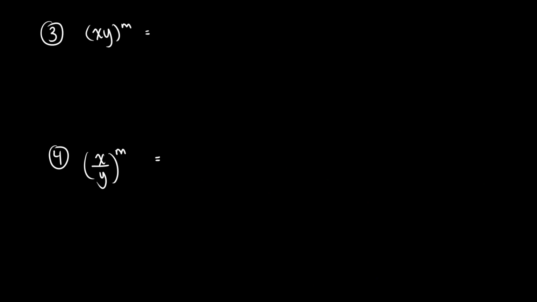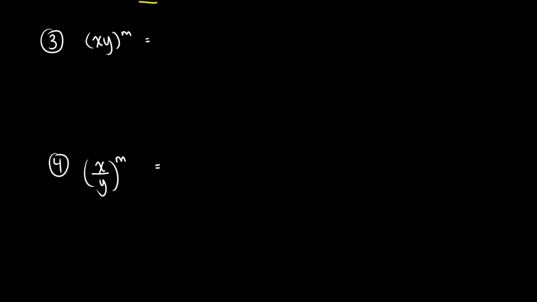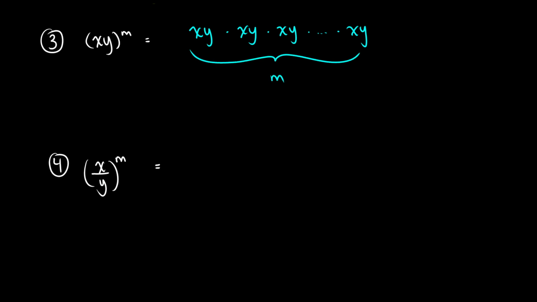Here's another rule that we have. Okay, let's take x times y to the m. Okay, so these are two different numbers. So what we're doing here really is we're taking xy times xy times xy times dot dot dot, and this whole thing is happening a grand total of m times.